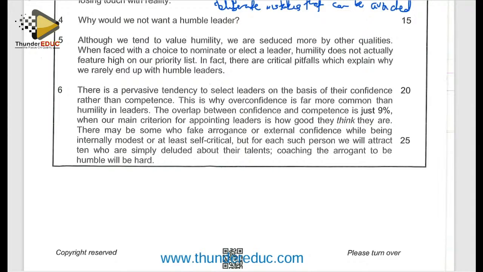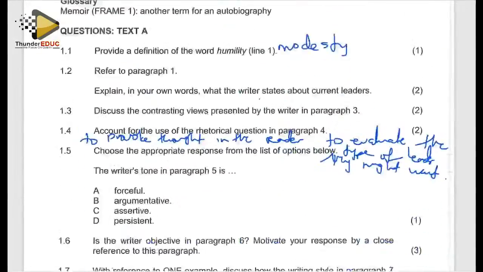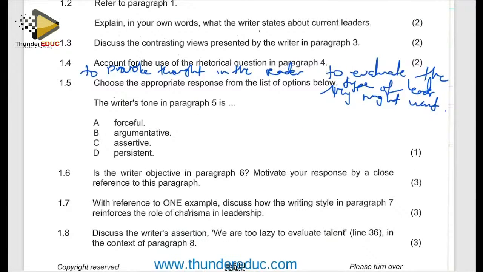Although we tend to value humility, we are seduced more by other qualities. It does not actually feature high on our priority list. Critical pitfalls, he says. So is it forceful? Is it argumentative? Is it assertive? Or is it persistent? It's very argumentative because he gave two sides here. On the other hand, we value this, but when we are faced to nominate, we are faced with this. So it's definitely a B. It's argumentative. So our answer is a B here. We are on B. All right. That's where we are.